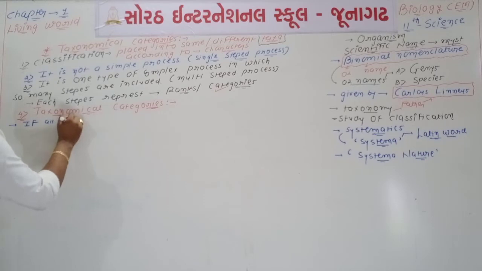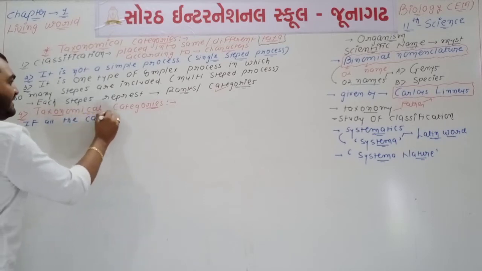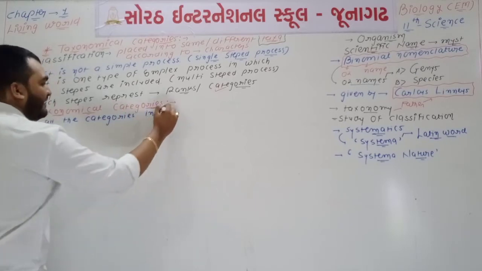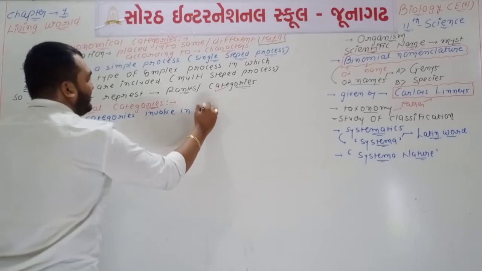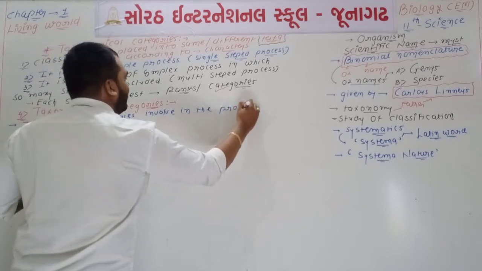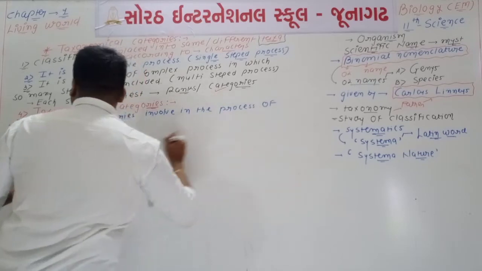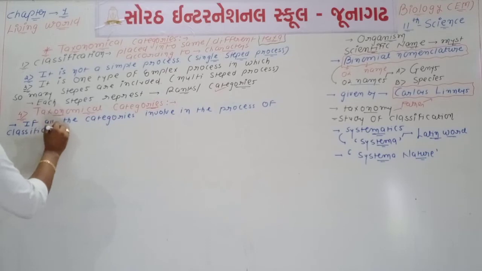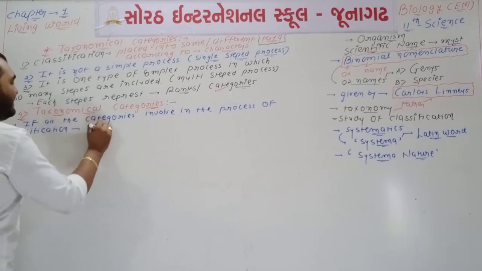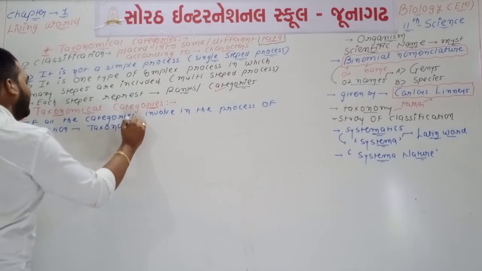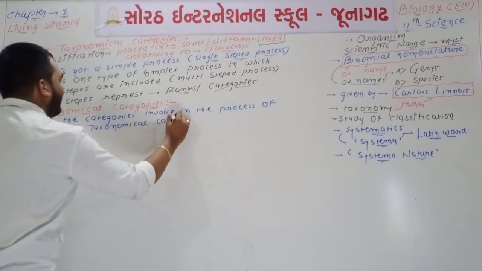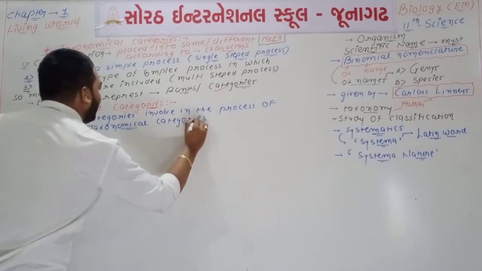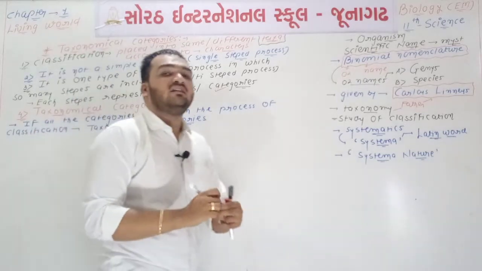If all the categories involved in the process of classification, then these all are known as taxonomical categories. Then these all are known as what? Taxonomical categories. Okay, what is the meaning of taxonomical categories?